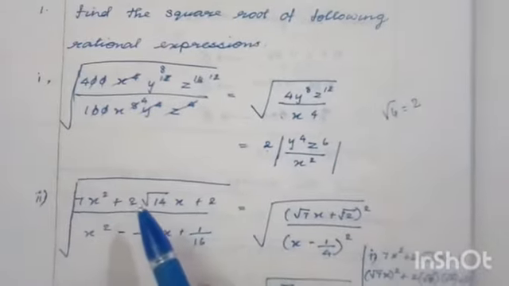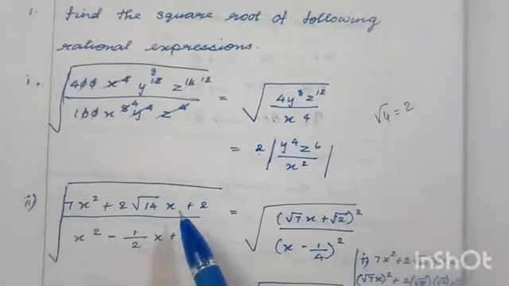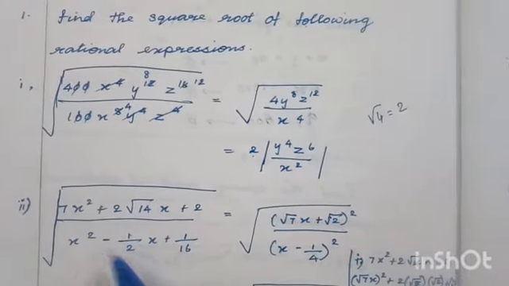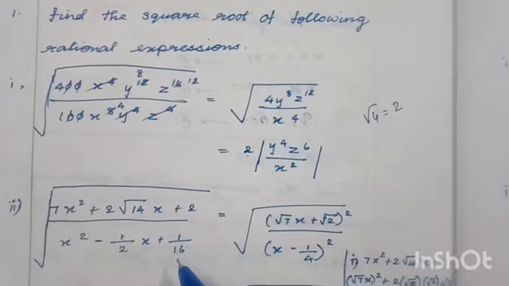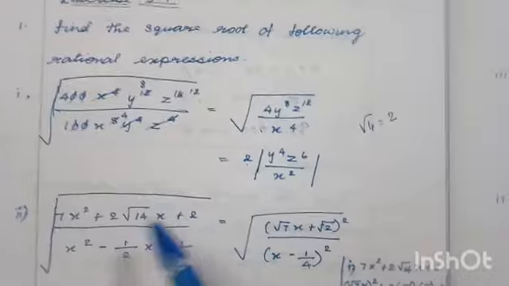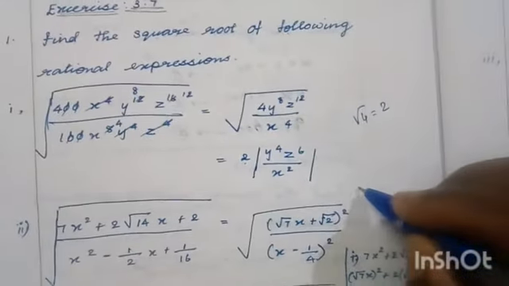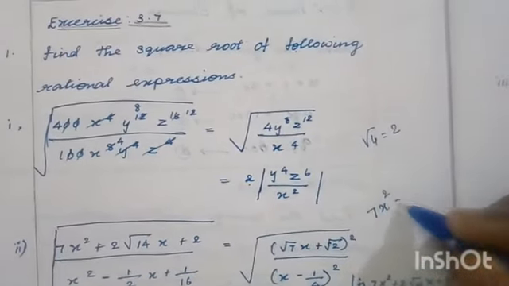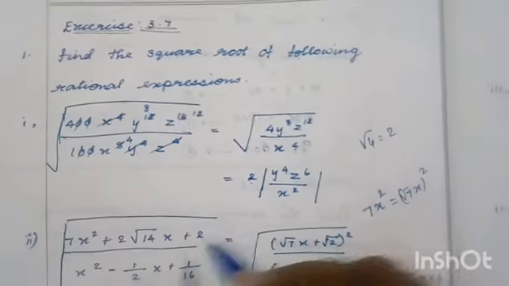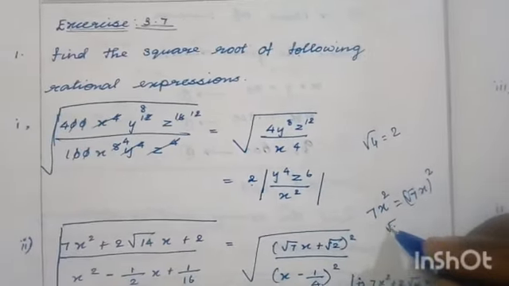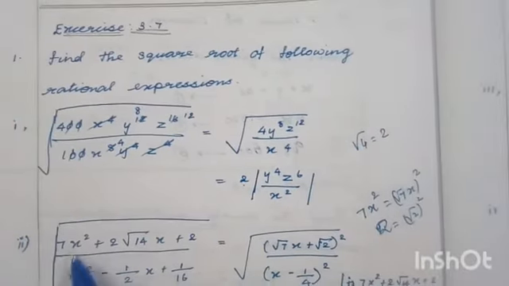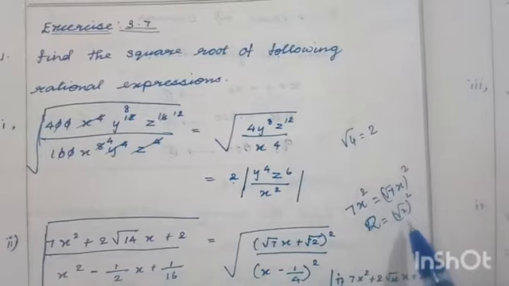Second question, 7x square plus 2 into root 14x plus 2, divided by x square minus 1 by 2x plus 1 by 16. It is in the form a plus b whole square. For it, 7x square is written as root 7x whole square, and this 2 is written as root 2 whole square. So it is a square, b square.